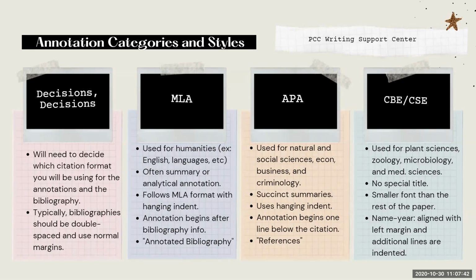For APA formatting, otherwise known as the American Psychological Association, this is a formatting style that is used primarily for the natural and social sciences, econ, business, and criminology. These annotations consist of succinct summaries, so they're very straightforward and to the point. They also utilize the hanging indent similar to MLA. Again, if you would like more information as to how to put together an APA references page, I recommend that you check out the workshop Cite It Right APA Formatting, also hosted by the PCC librarians.